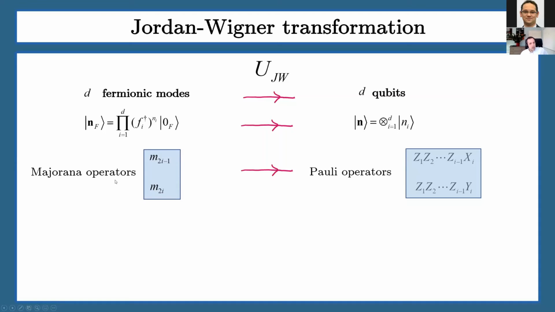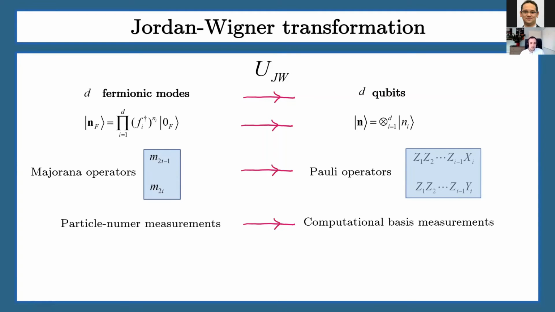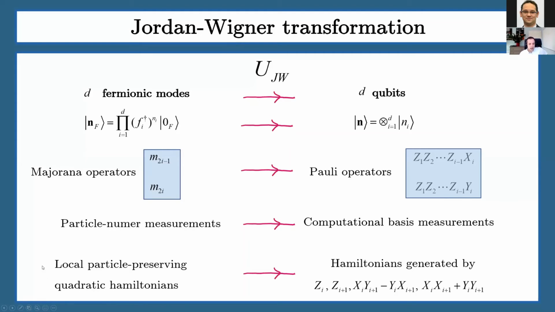Under this mapping, Majorana operators are mapped into strings of Pauli operators. There is some dictionary like that. Importantly, the particle number measurements that I was telling you about can be realized by computational basis measurements. And here is a nice thing: local particle-preserving quadratic Hamiltonians can be mapped to local qubit Hamiltonians that act on just nearest neighbor qubits.